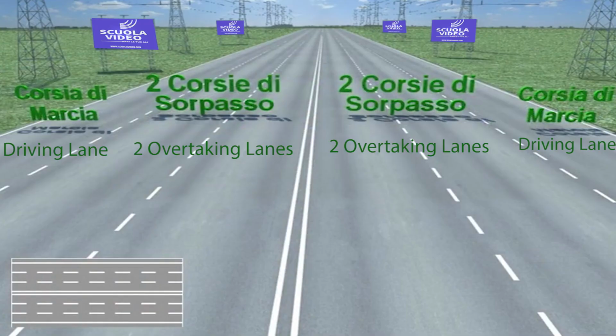The road represented is composed of a carriageway with 3 lanes for each direction of travel. The right lane is dedicated to normal traffic, while the center and left lanes are normally dedicated to overtaking.